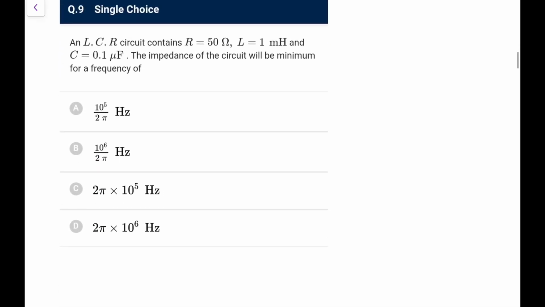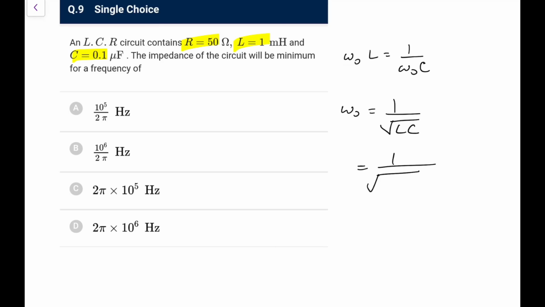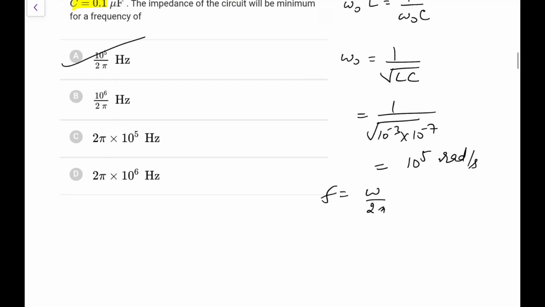For an LCR circuit containing resistance, inductor and capacitor, the impedance of the circuit will be minimum. So you know it will be minimum when omega naught L is equal to 1 upon omega naught C, that is at resonance. So this omega naught is 1 by root LC. So 1 by root LC means 1 upon root of 10 to the power minus 3 into 10 to the power minus 7, that is 10 to the power 5 radian per second. So frequency is omega by 2 pi, so it is 10 to the power 5 by 2 pi. Go for option A in this case.